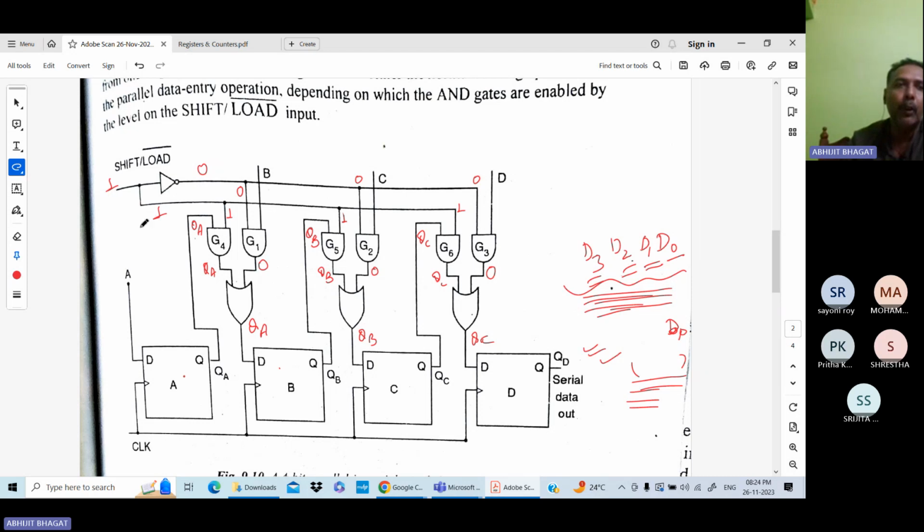0 is used for loading the data and 1 is used for shifting the data and getting the output one by one. Is it okay? ज़्यादा टफ नहीं है. Yes, no?